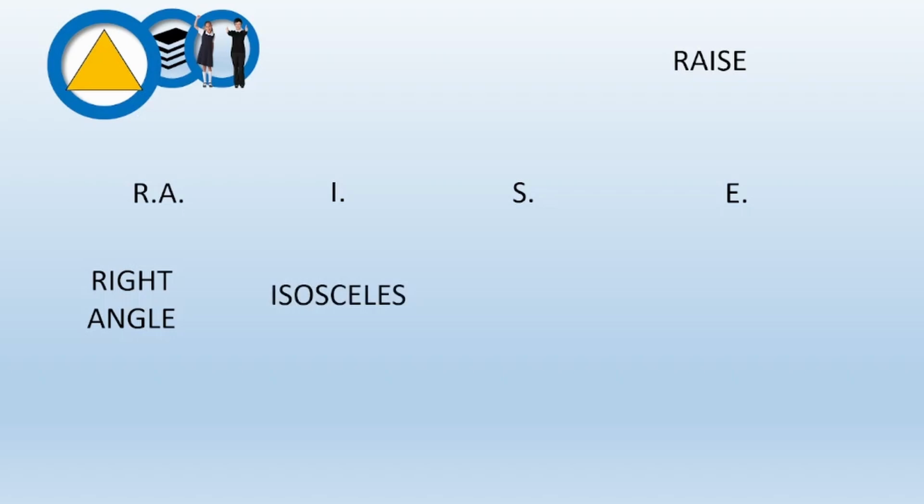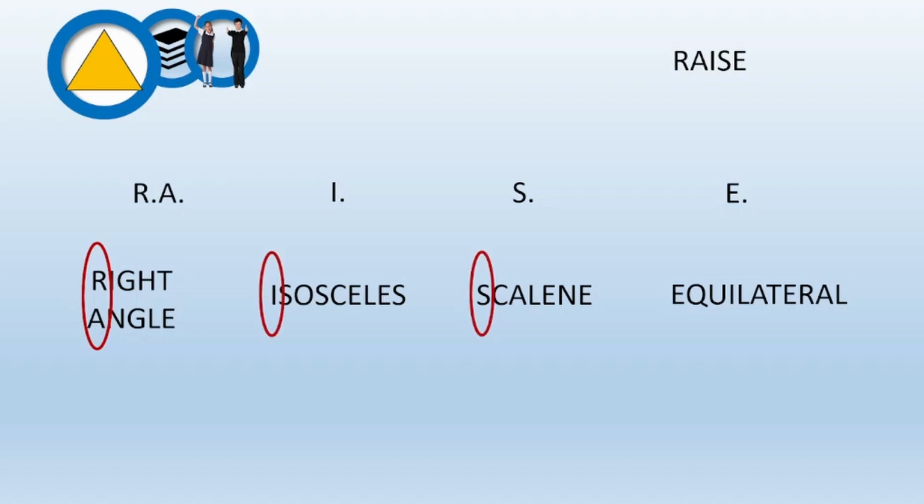The first thing that we're going to put up is, why have I spread this word out like this? But it spells RAISE. How's this going to help me? Well, RA stands for right angle, I stands for isosceles, S is for scalene, and E is for equilateral. And I know some of these words can be a bit difficult to say, but with practice you'll be okay. How do I get RAISE from that? Well, RA, right angle, I for isosceles, S for scalene, and E for equilateral.